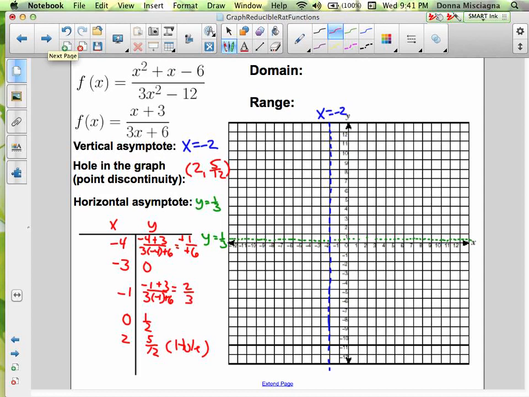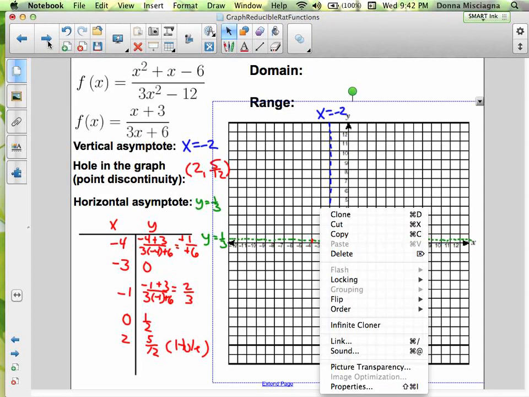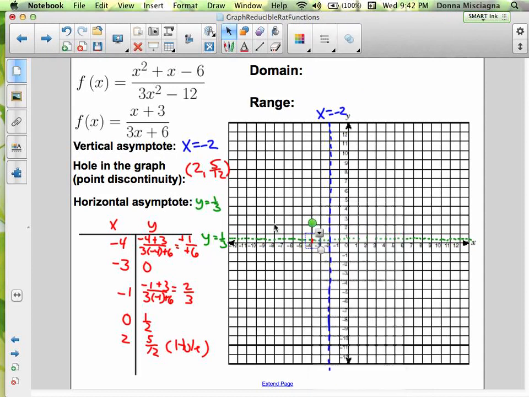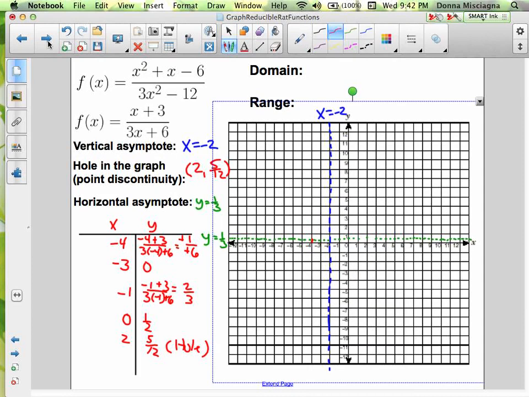All right, so let's graph our points. So (negative 4, 1/6). So that is less than a third. It's half as much as a third. So yeah, I'm going to try to squeeze that in there. And right here, whoops, my horizontal asymptote is probably a little too low. It's not perfectly straight. I guess that's good enough. All right. And then we have (negative 3, 0).